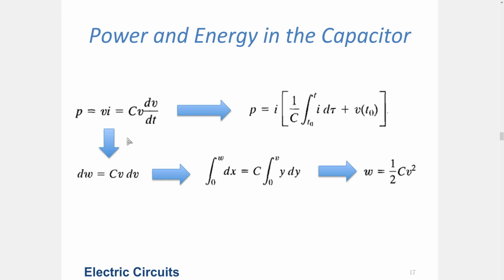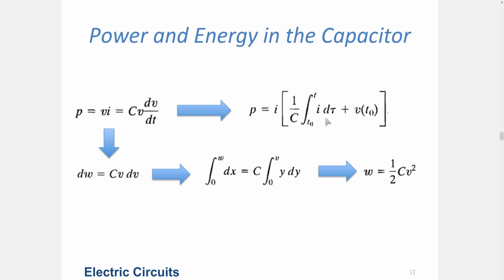If we plug in the relationships that we have learned so far, the terminal equations, we obtain C times v times dv over dt. C times dv over dt is the current, and v is the voltage. So it's easy to understand. Then the power can also be rewritten as i times 1 over C times the integral of i dt from t0 to t, plus v(t0).